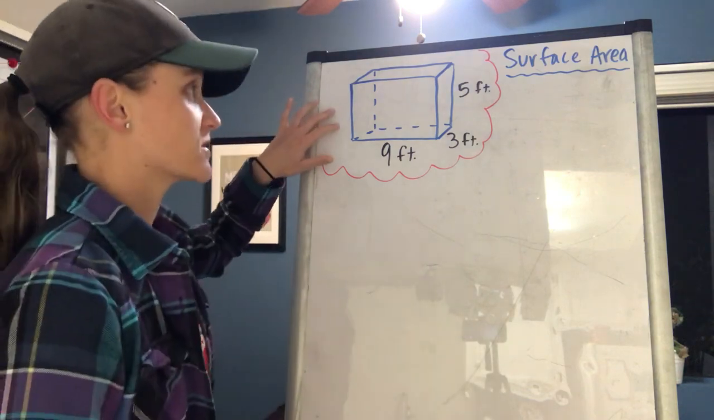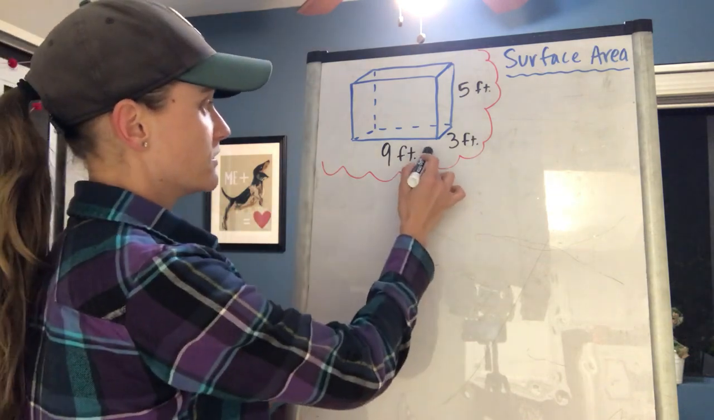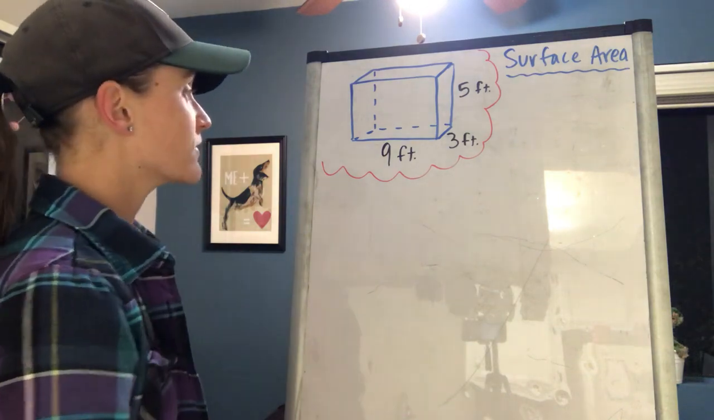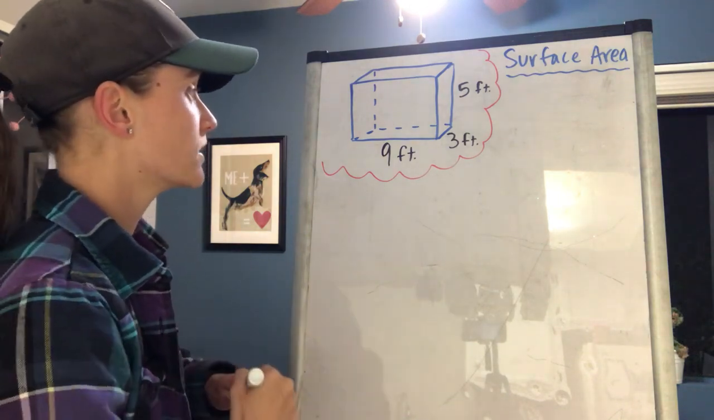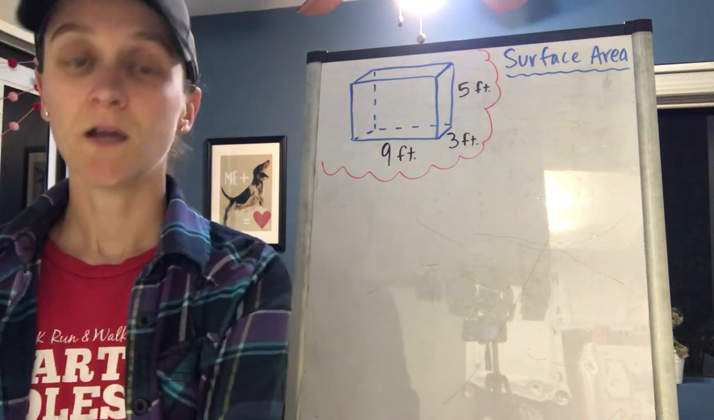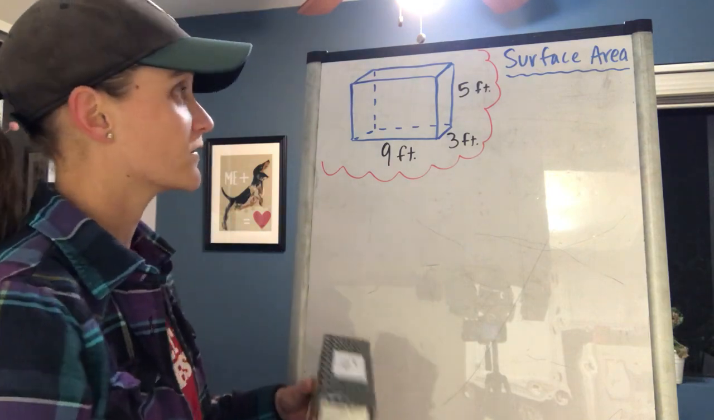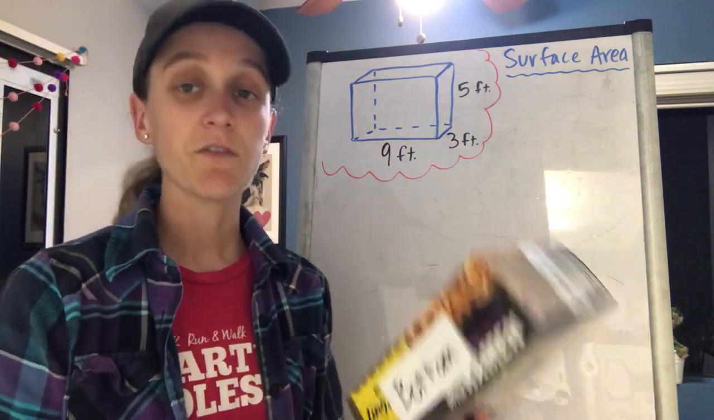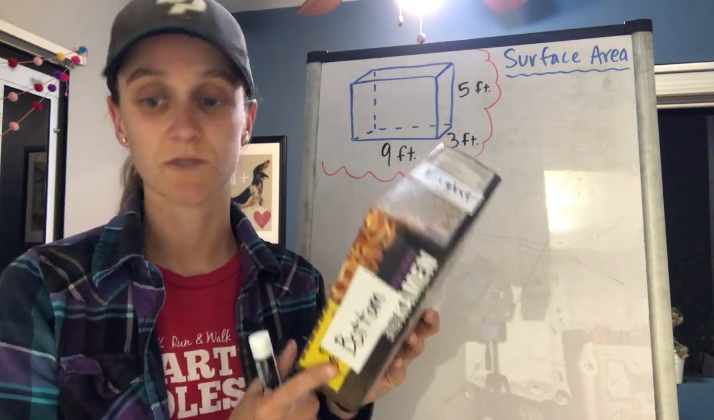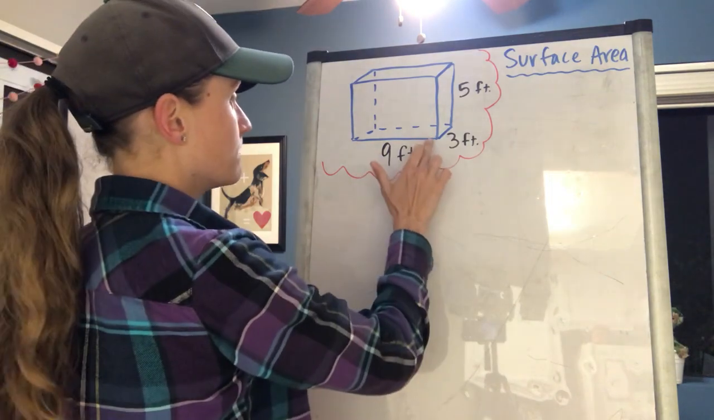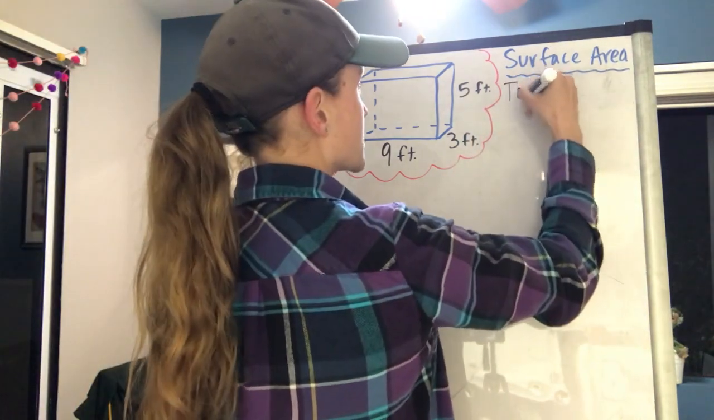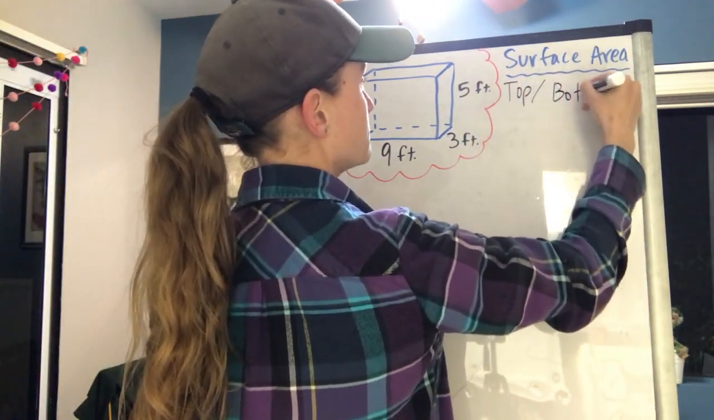So I have a rectangular prism here, and the length is 9 feet, the width is 3 feet, and the height is 5 feet. So I'm going to start by finding the area of the bottom. It doesn't matter what side you start with, because you're just adding all the sides together. So remember, we found out in the other video that if you find the area of the bottom, that's going to be the same thing as the top on a rectangular prism because they're the exact same size. So if I can find the area of the bottom, I just times that by 2 because it's going to be the same as the top. So I'm going to say the top slash the bottom. I'll just group them together.